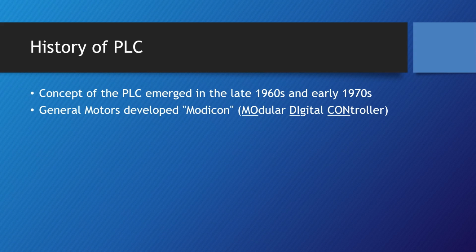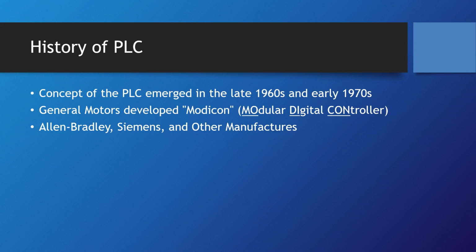The Modicon PLC introduced the idea of using solid-state electronic components and digital logic to control industrial processes. The original Modicon PLCs used a simple programming language known as ladder logic, which resembled electrical circuit diagrams used by electricians. This made it easy for electricians and technicians to understand and program the controllers. In the following years, other companies such as Allen Bradley and Siemens also entered the PLC market, furthering advances in technologies. PLCs evolved to include more advanced functions such as analog control, communication capabilities, and increased processing power.